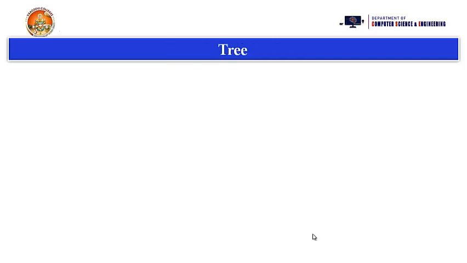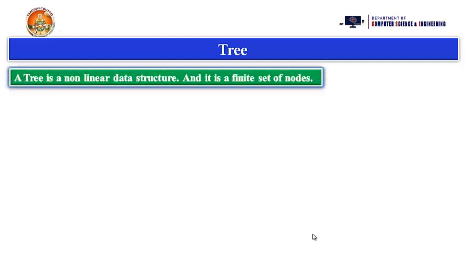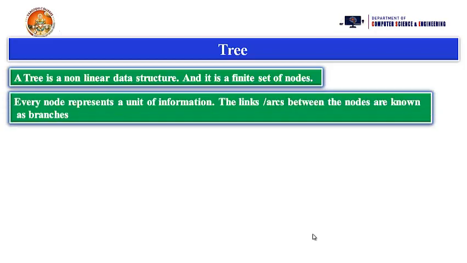So we have data structures: linear data structures and non-linear data structures. Under linear data structures, we have arrays, stacks, queues and linked lists, and under non-linear data structures, trees and graphs. A tree is a non-linear data structure and it is a finite set of nodes, meaning a collection of nodes. And what is a node here? Every node represents a unit of information, meaning we are going to store the data. And the links or arcs between the nodes are known as branches, meaning we are connecting each and every node with arcs or lines.